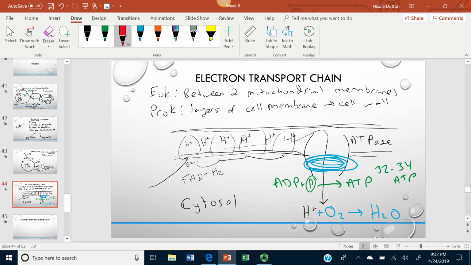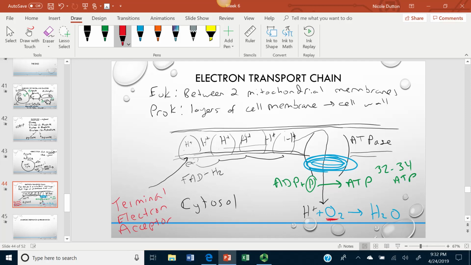So oxygen in this situation is known as a terminal electron acceptor. And the reason why we call it aerobic respiration is because oxygen, which has to do with being aerobic, is our terminal electron acceptor. So this kind of defines the process.